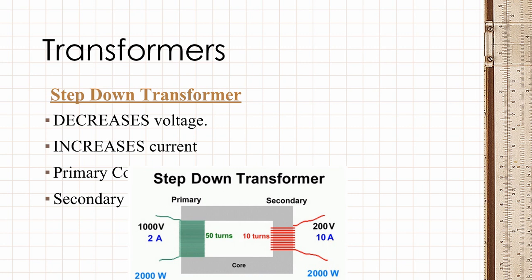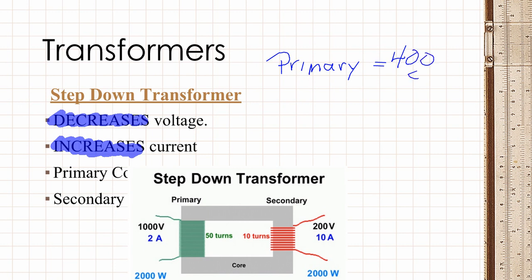In a step-down transformer, it's the exact opposite. We decrease the voltage and increase the current. The primary coil is going to have more. It's going to have 400 coils. And the secondary is going to have less, only 100 coils. Notice how these two numbers switched. We go from primary, where there's a lot, to less.